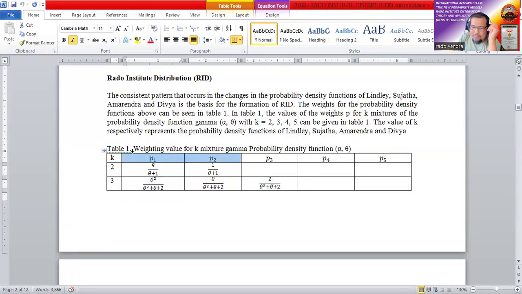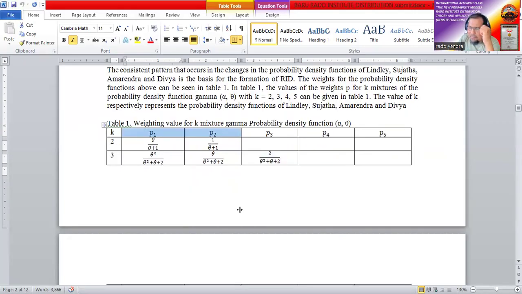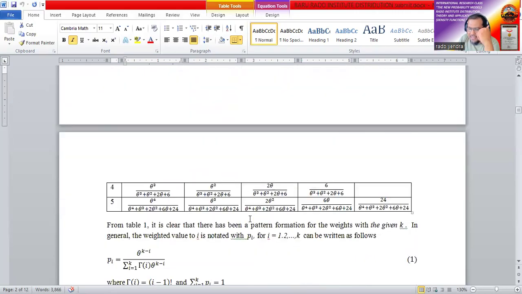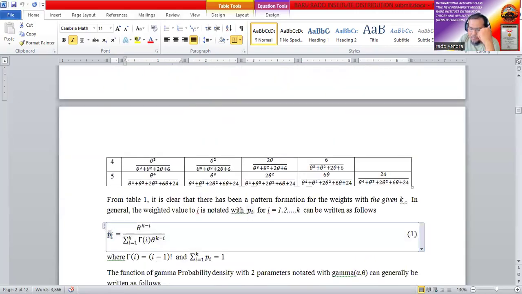From this Table 1, we can make the conclusion that Pi, the weight i, equals theta power K minus i divided by the summation from i equal to 1 until K of the function gamma i multiplied by theta power K minus i.